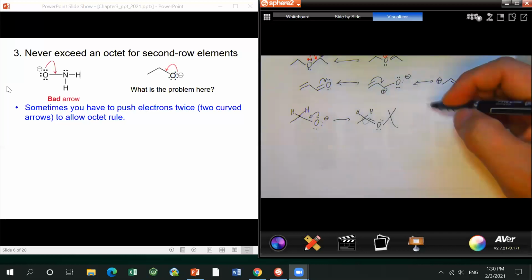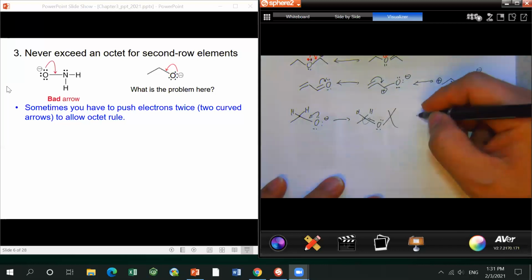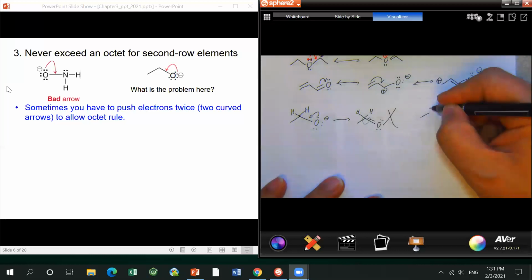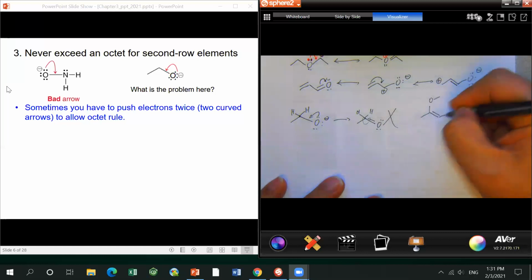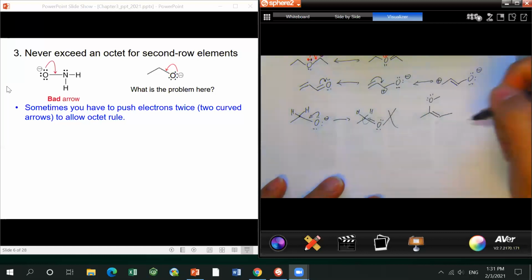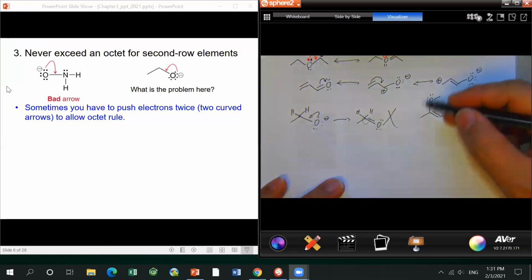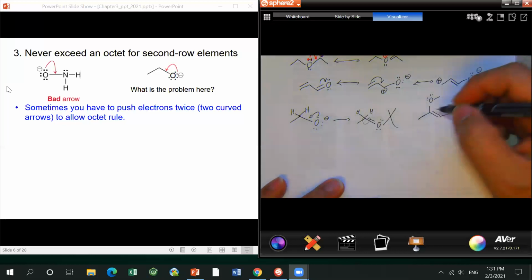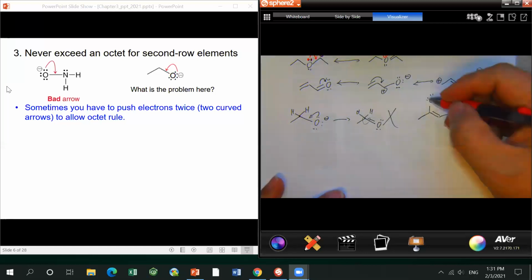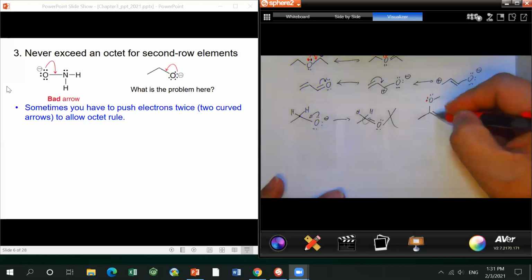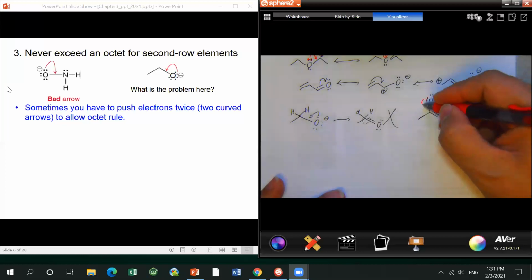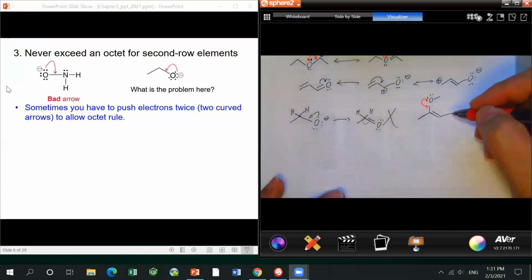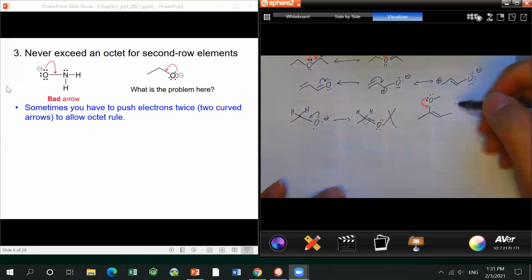All right, one example. We have this structure, and we want to draw its Lewis resonance structure. We see a lone pair of electrons adjacent to a pi bond, and then we just push like this. If you push once, that generates something like this.